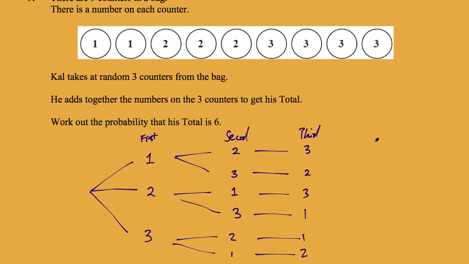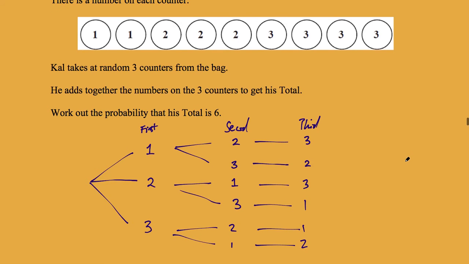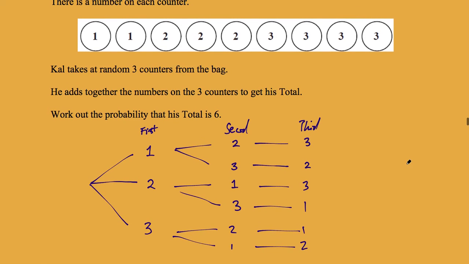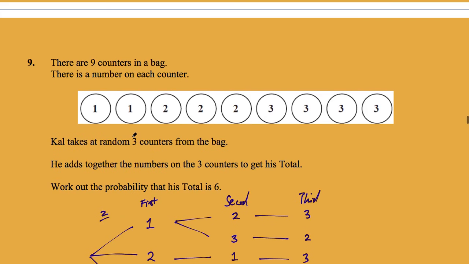As I'm doing this, I'm fairly sure there is an easier way to go about this, but I'm going to follow through this working because it was the first thing that I thought to do. So imagining I was in an exam, I would follow through this working. So 1, 2, 3. Probability of him choosing 1 first of all is 2 out of the total of 9.